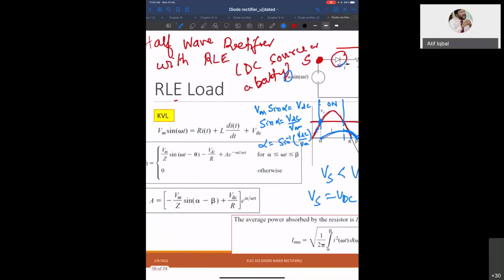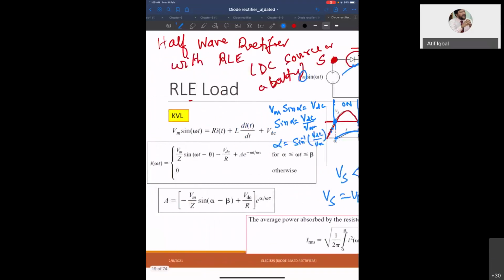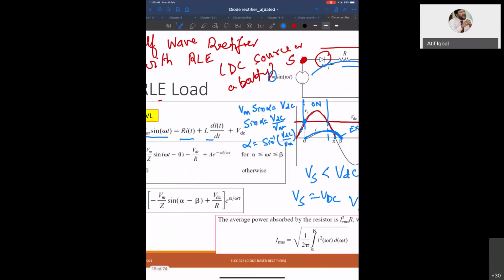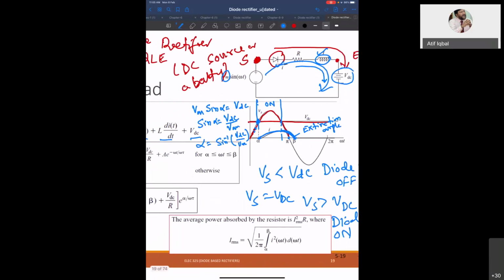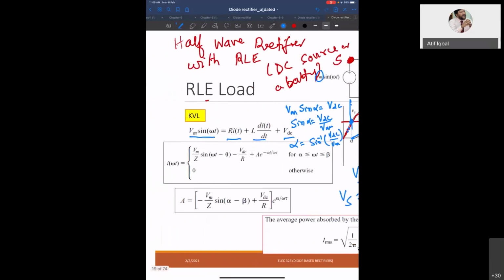If we write the KVL equation in this loop, the source voltage is equal to the resistive voltage drop plus the inductive voltage drop plus the voltage of the battery. Now, when you solve this differential equation, you get the response as this. It has the forced response. Now, in the forced response, the forced response is both.